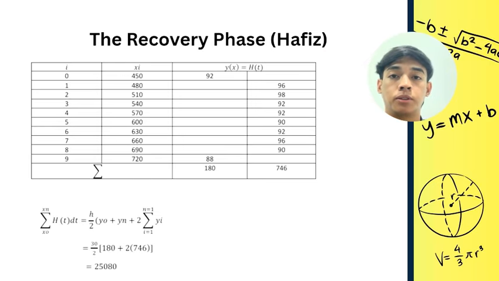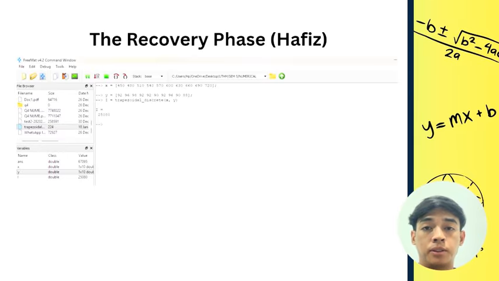This slide shows the trapezoidal rule calculation for subject Hafiz during the recovery phase. Only the heart rate data recorded from 450 to 720 seconds is used with a 30-second time interval. The first and last heart rate values are 92 BPM and 88 BPM, while the sum of the intermediate values is 746. Substituting these values into the trapezoidal formula gives a recovery workload of 25,080 BPM per second.